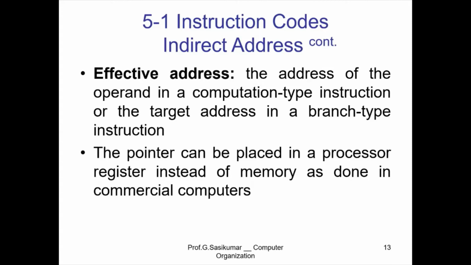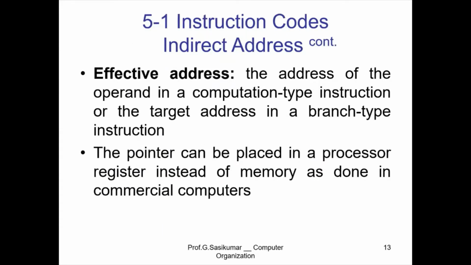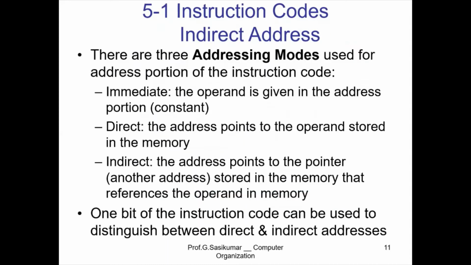The pointer can be placed in a processor register instead of memory as done in commercial computers. In commercial computers, this is what is happening. Using the effective address, you can view the picture, you can delete the video file, you can check your email. Okay. So computer registers, we'll discuss tomorrow. Okay. So just go and define what is direct addressing mode, indirect addressing mode.